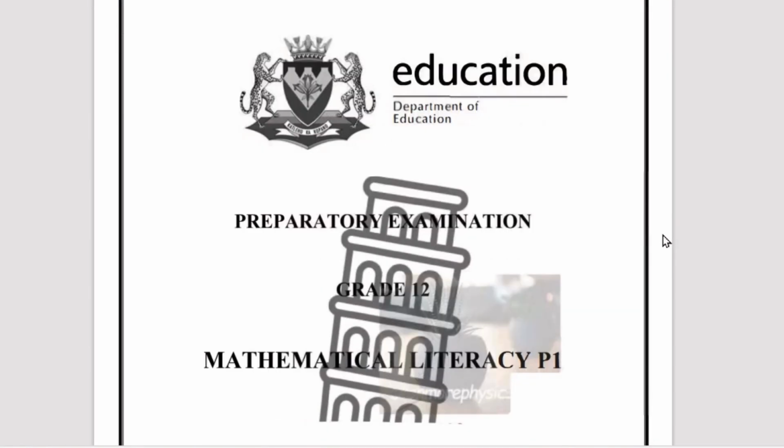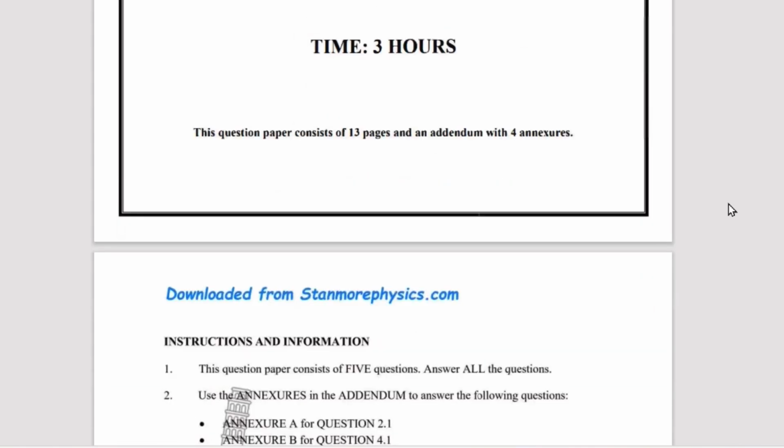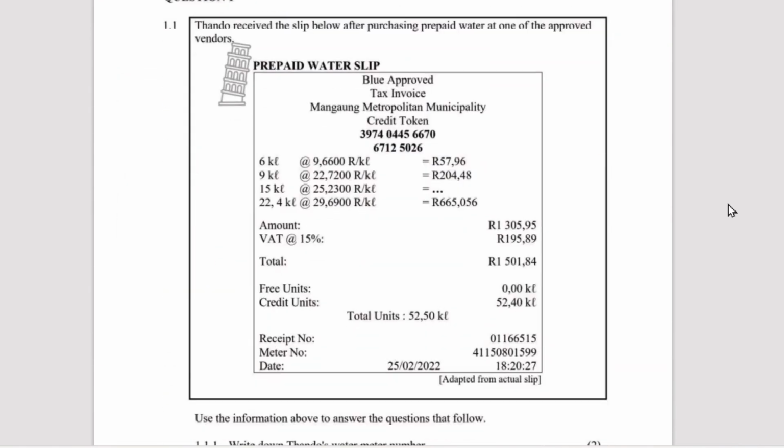So let's go ahead and look at our paper. We are going to be doing the Free State Maths Lit Prelim paper 1 for 2023. Let's look at the first question, question 1. Question 1.1 reads, Tando received the slip below after purchasing prepaid water at one of the approved vendors.